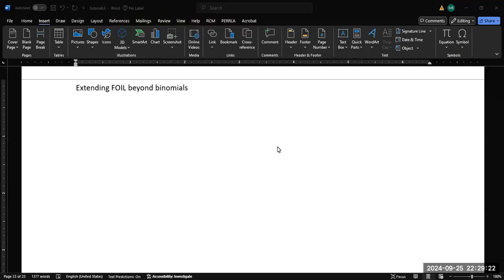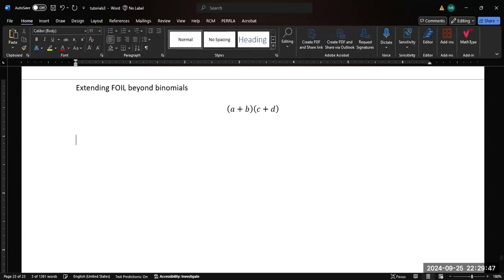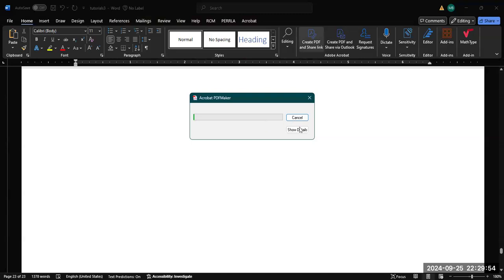Okay, so in this video, we're going to be talking about the process of FOILing, and in particular, extending that process beyond multiplying two binomials together. So let's recall what FOILing is. We use FOILing when we are multiplying two binomials, and the terms stand for first, outer, inner, last. That's what FOIL stands for.